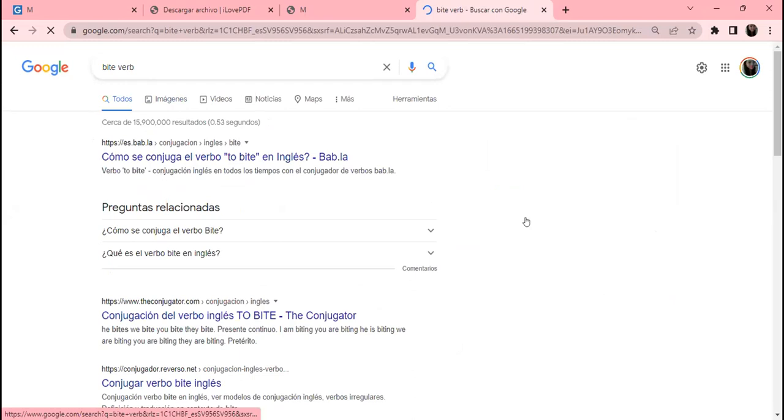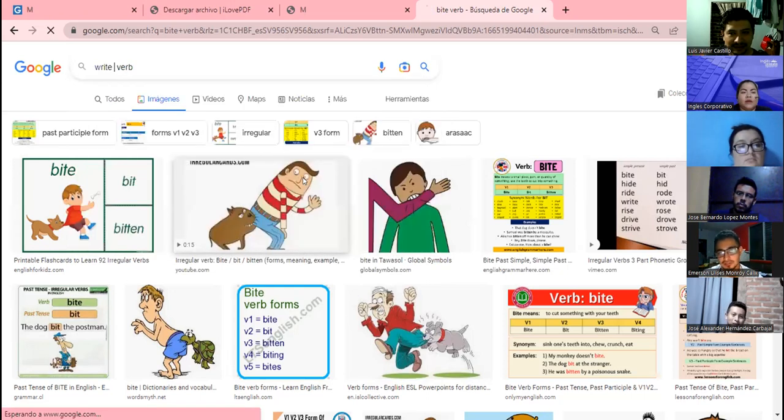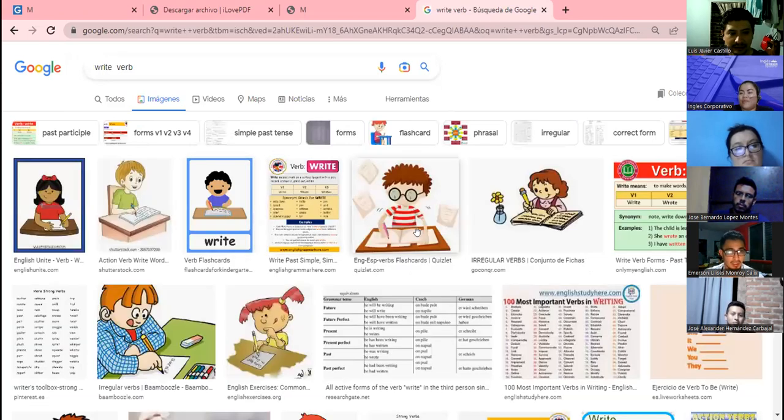I go to Google Images, right? Google Images, not translator. Yo no fui al traductor, right? What is the meaning of bite? It's to bite, usually a dog. Look at the pictures. With the pictures, we understand the meaning. It can be a dog biting a person or a person biting another person. Or if we say, oh, teacher, what is the meaning of right? I can see the picture. I don't have to use the translator. No estoy utilizando un traductor. You see the difference?